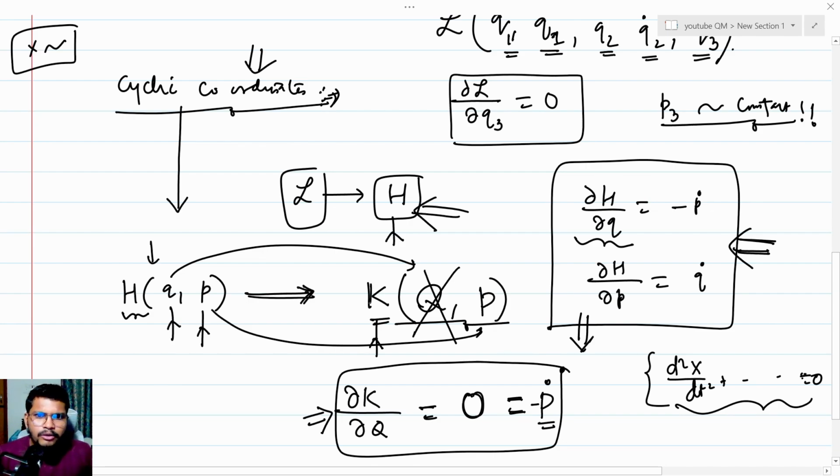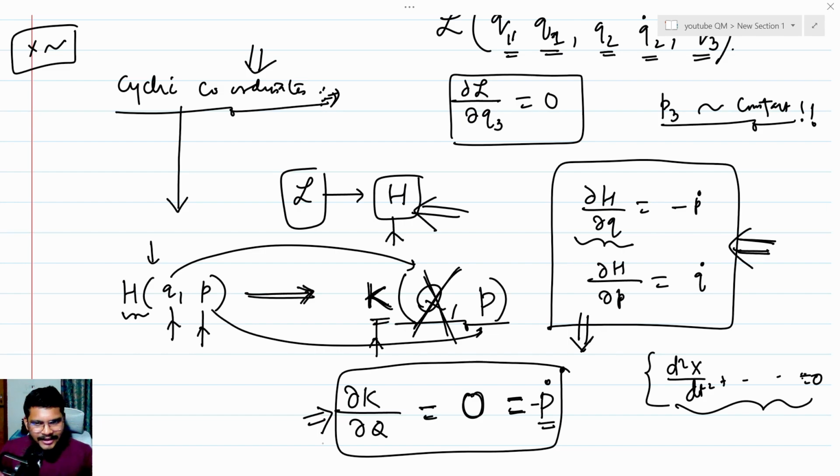Consequently, my Hamiltonian is also going to change. But the new Hamiltonian that I am going to find will be independent of some particular coordinate. And as it becomes independent of the coordinate, it becomes a cyclic one. If I have the cyclic coordinate, then the corresponding momentum is conserved, and hence I will find the equation of motion.